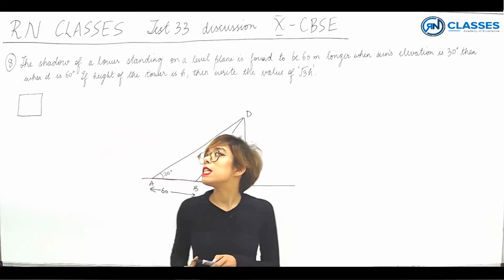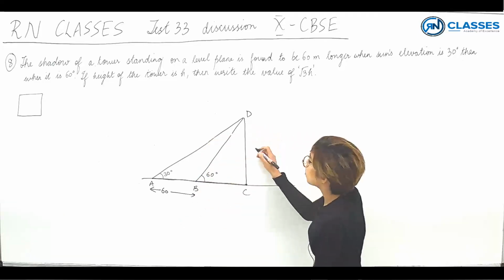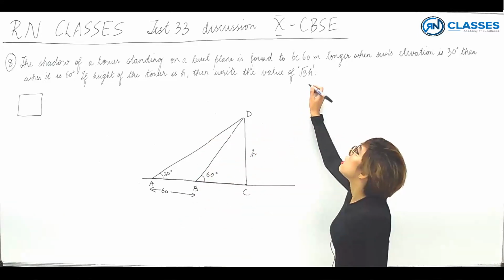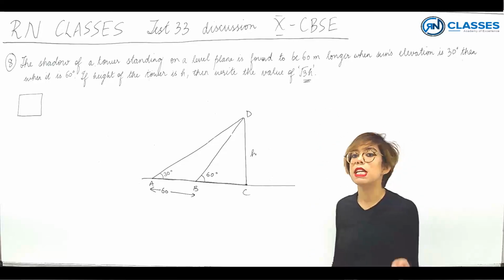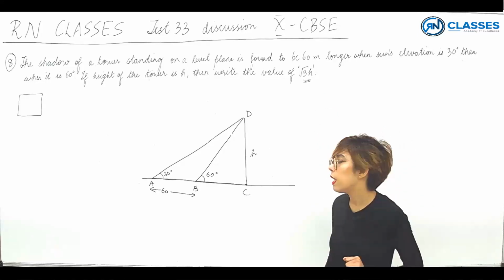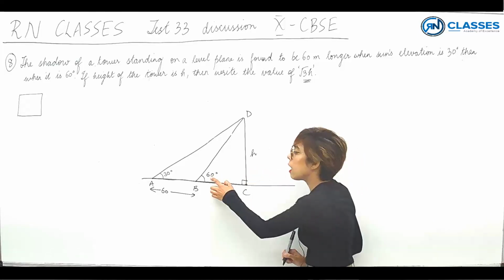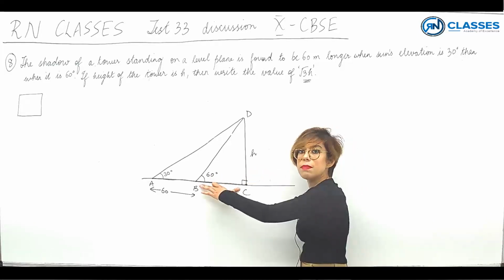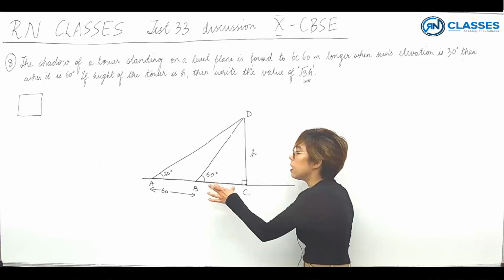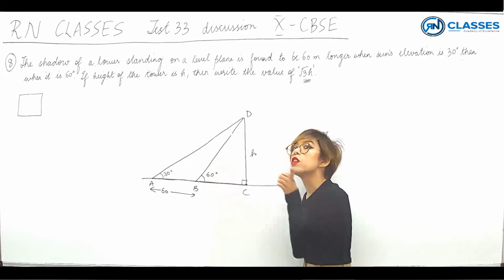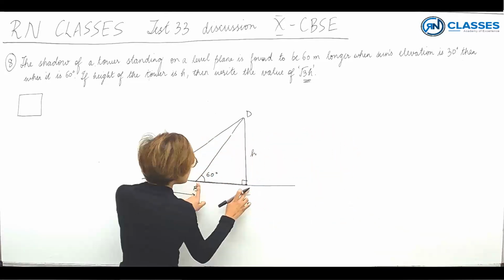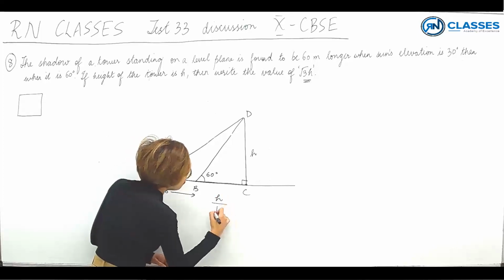Right? Now he says if the height of the tower is h, I am interested in the value of root 3h. So basically I want the value of h. Right? Now this is h, this is 90 degree. Now we have the 60 degree here. Can you tell me this length? BC. This by this is equal to tan 60, which is root 3. So I can say that this length is h by root 3.